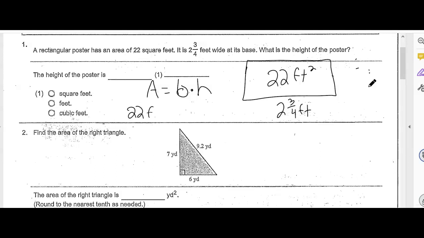22 feet squared equals, what is the base of this rectangle? Tyson? Good. 2 3/4 feet times, what is the height of this rectangle? Emma? Good. X or any variable. I'm going to use H because that's what we are looking for, the height. So it just helps me recognize that.